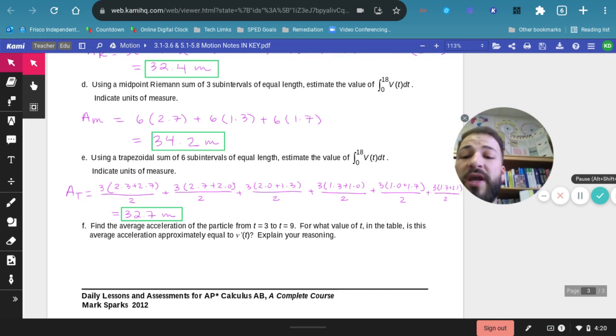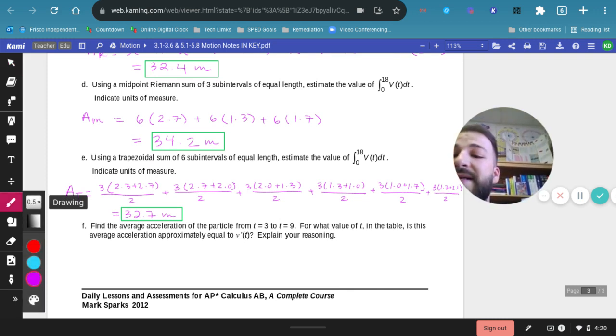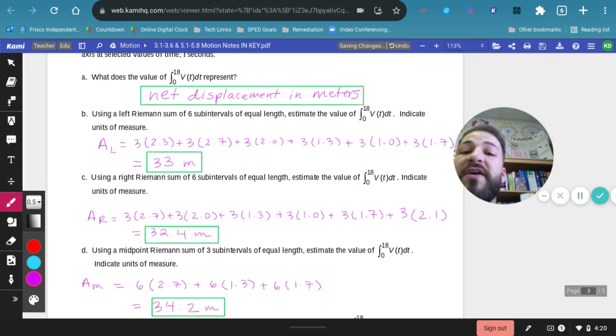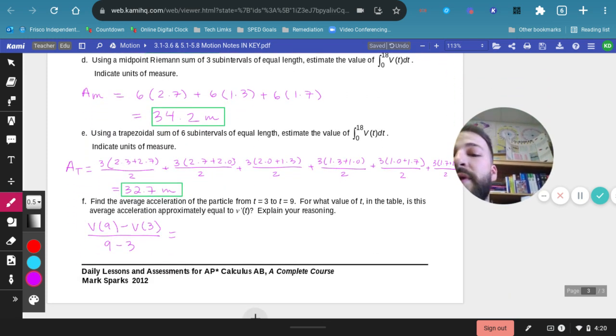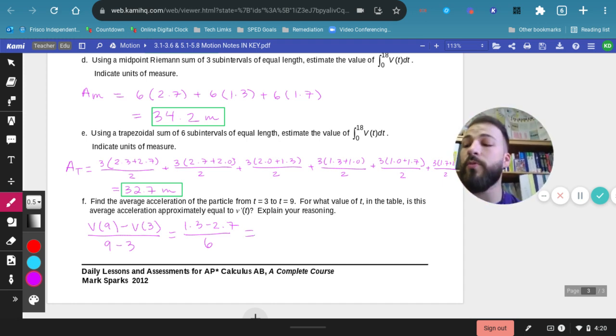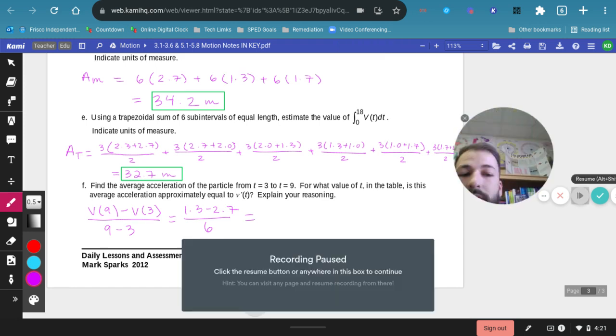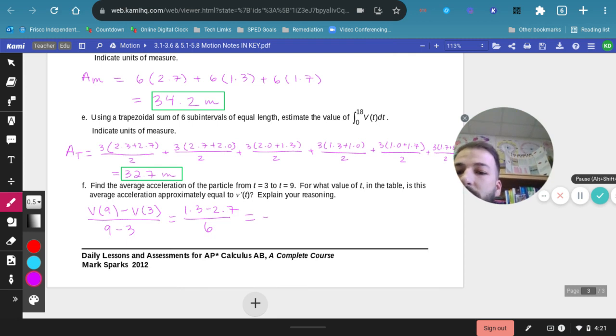Okay, so average rate of change is f of b minus f of a over b minus a. So in this case, v of 9 minus v of 3 over 9 minus 3, which, pulling all the values from our table, v of 9 is 1.3, v of 3 is 2.7. So 1.3 minus 2.7 divided by 6. And typing that one into our calculator, we do get negative 0.233 repeating on forever.